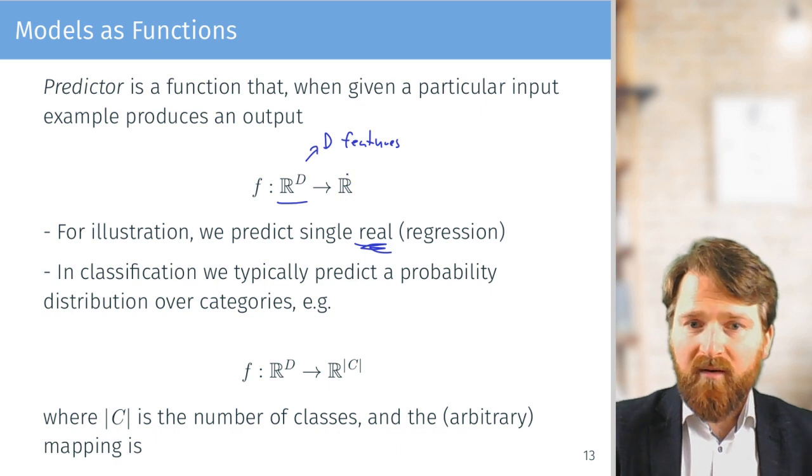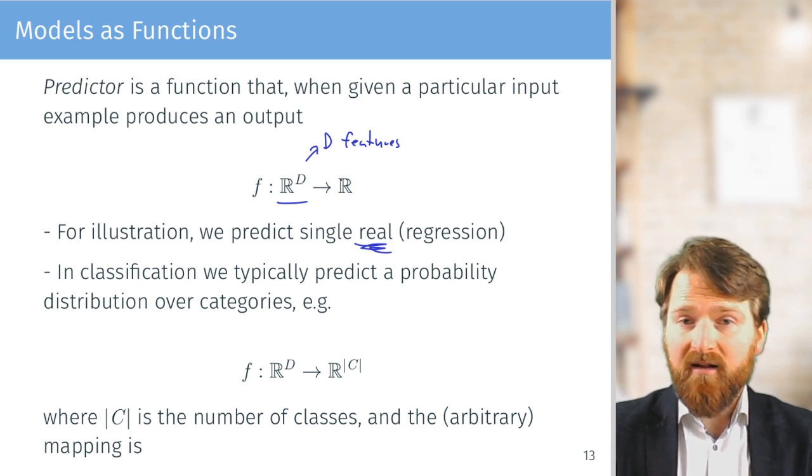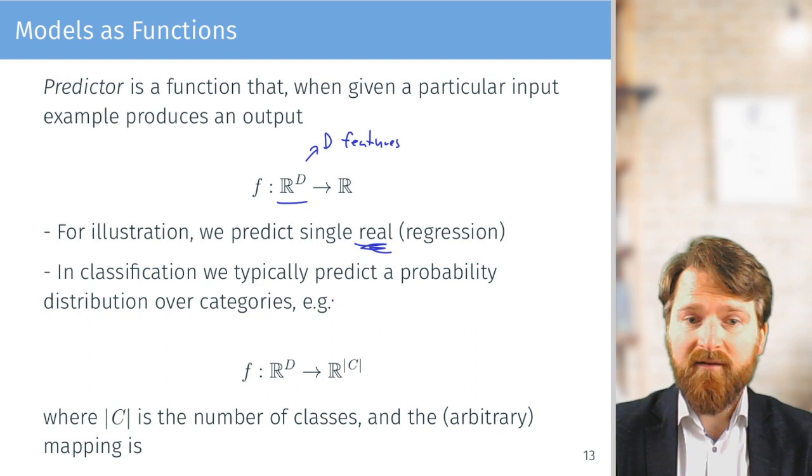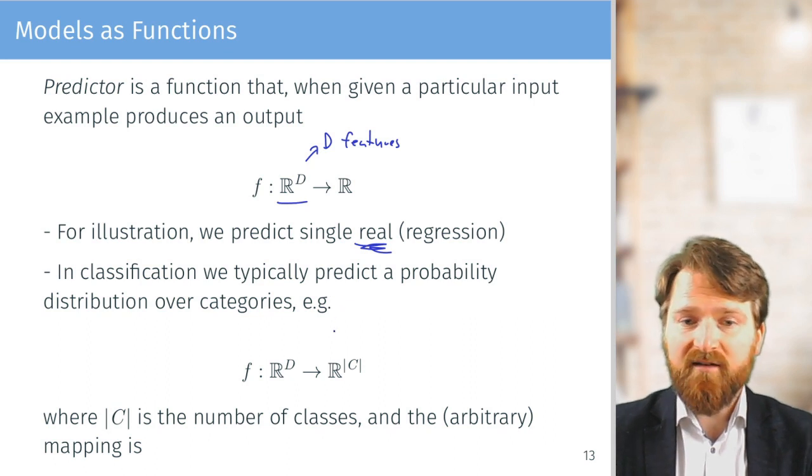We, of course, might want to predict something more complicated than just a single number, which could be maybe a probability distribution over some classes. Then our predictor would be a function from the feature vector space to the vector space whose dimension is the number of classes which we have.